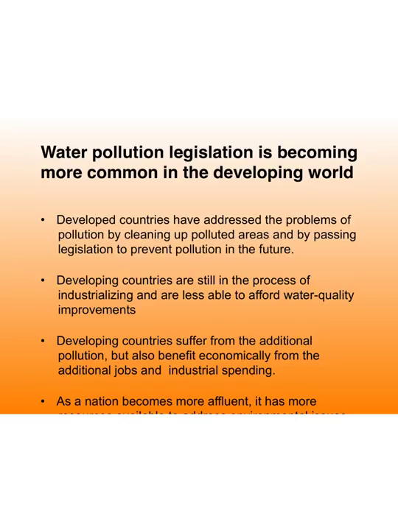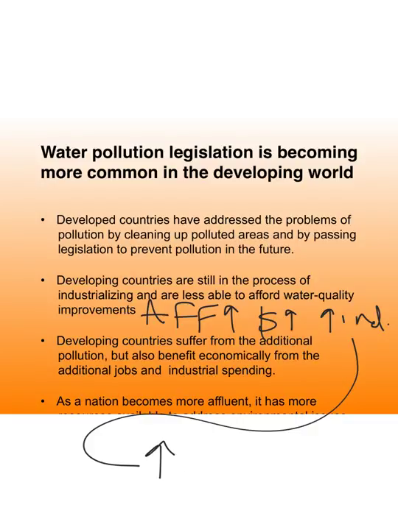Okay, slide here. Water pollution legislation is becoming more common in the developing world. Developing countries have addressed the problems of pollution by cleaning up polluted areas and passing legislation to prevent pollution in the future. Developing countries are still in the process of industrializing and are less able to afford water quality improvements, right? So they're interested in making money, right? They got to make money to get their people fed because the standard of living is going up. So remember we said as affluence goes up, the cost goes up too, right? So they're going to increase their industry, right? But increasing your industry usually does what? Increases pollution.